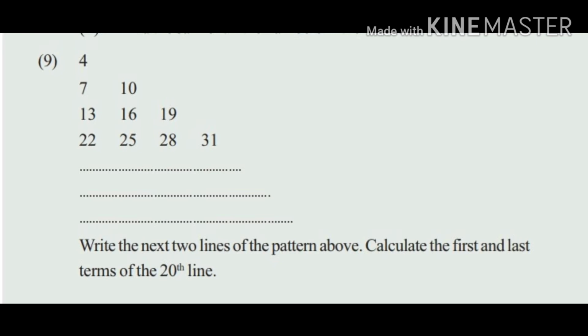Write the next two lines of the pattern and calculate the first and last term of the 20th line. So the first and last term of the 20th line you also have to find. Here you can see that, same as the previous question, each row contains that number of terms: first row, one number; second row, two numbers; like that. One more thing you can see: the common difference is 3 here. 3 is being added. 4 plus 3 is 7, 7 plus 3 is 10, 10 plus 3 is 13, like that.